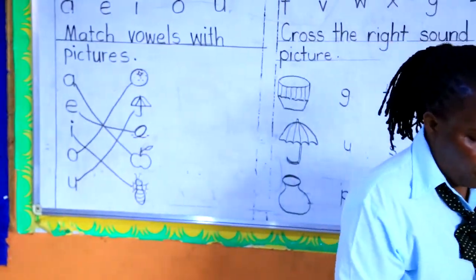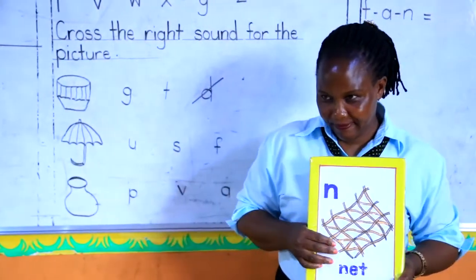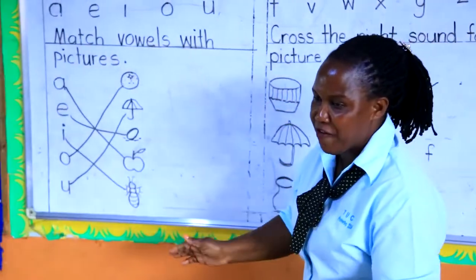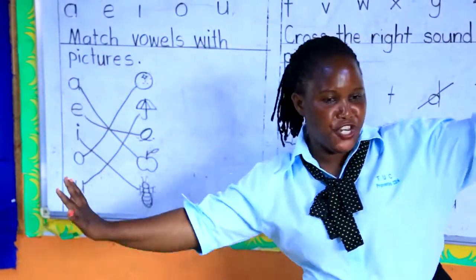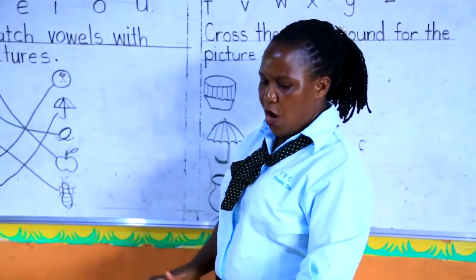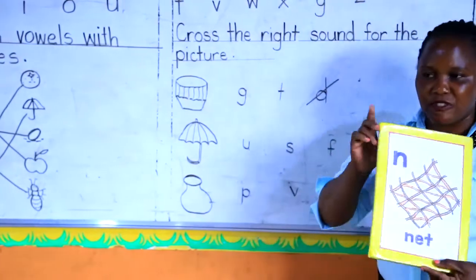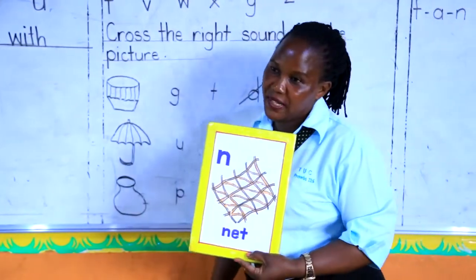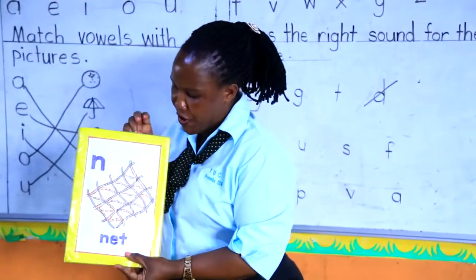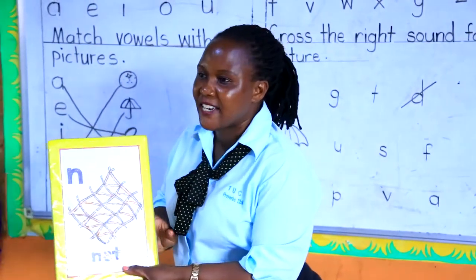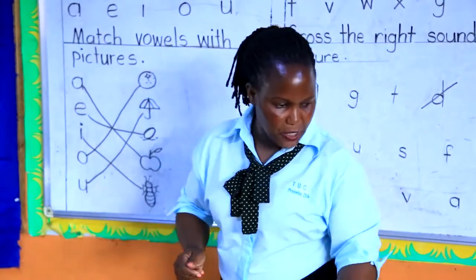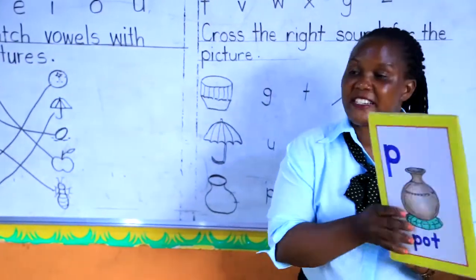Good. What sound is this? Very good. Everybody. Good. Who can tell us a friend of the sound? Net. Wonderful. Net is a friend of the sound because the word net starts with the sound. Can you see it? Yes. Very good. Wow, that's nice.